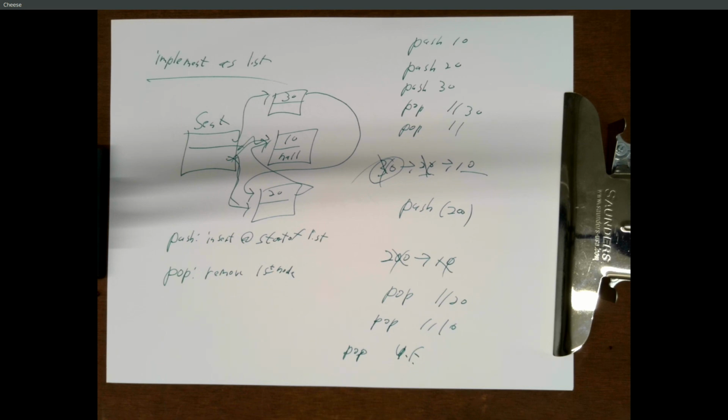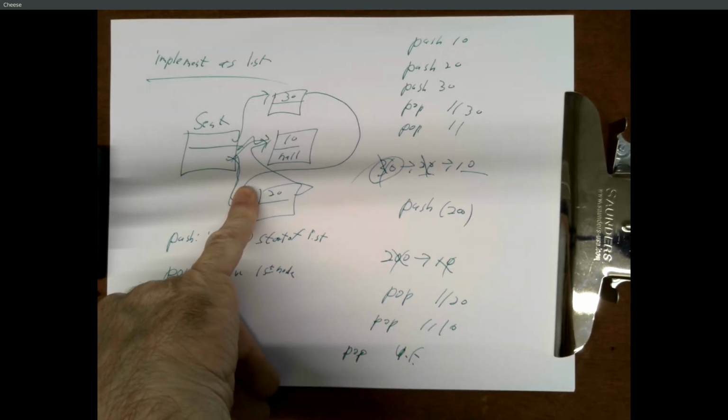And we can peek, we can look at the top of the stack by just looking at the data in the node that the sentinel points to. That's easy. And we don't have a stack pointer here, right? So this is the pile of plates. The stack pointer is always right here, right? It's whatever the sentinel is pointing to.